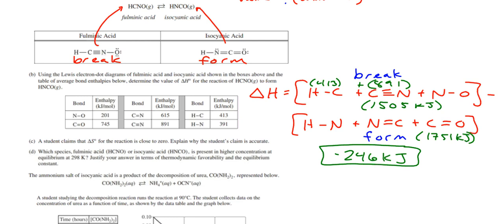It's not products minus reactants. That's only if you have actual enthalpy values of making each compound, and now you add them and subtract those. We had this, but let's see if you can remember this. It says, the student claims that the change in S for the reaction is close to zero, meaning that it really doesn't gain any disorder. Explain why the student's claim is accurate.